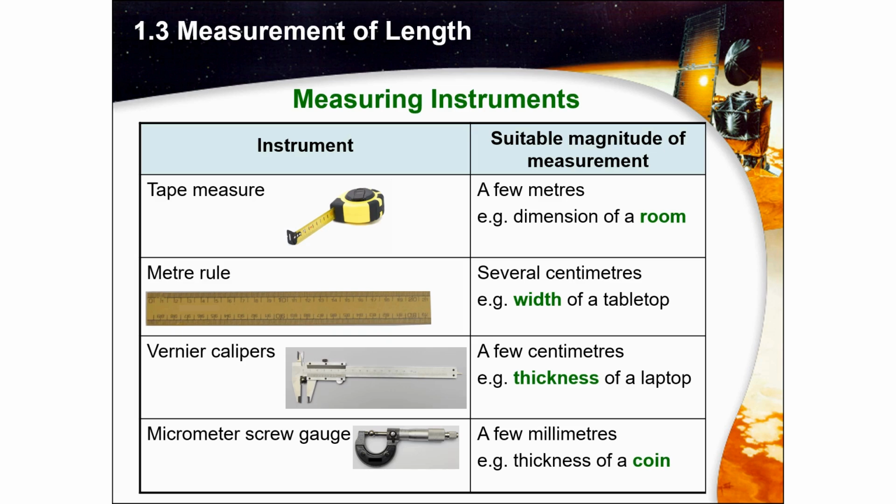For example, the thickness of a laptop. And the next one is the micrometer screw gauge. That measures a few millimeters, for example the thickness of a coin. You can visit our science lab to do experiments using these instruments because we have all the complete facilities to do it. So don't forget to ask your teacher.